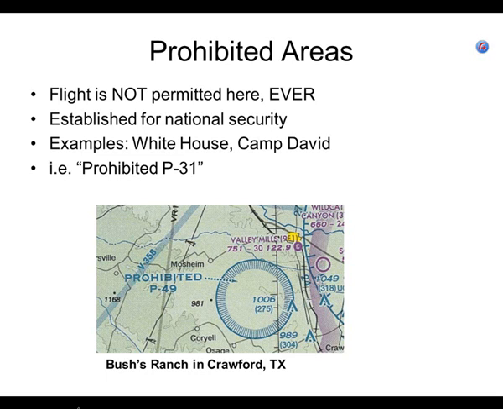There's a prohibited area over the White House. There's a prohibited area over Camp David, which is where the president hangs out, although this president doesn't seem to go to Camp David. He tends to go to Trump Towers in Manhattan or to Mar-a-Lago, that's in Florida somewhere. But those are taken care of by temporary flight restrictions, TFRs, which we're going to talk about before today is over. Nobody can find a prohibited area.